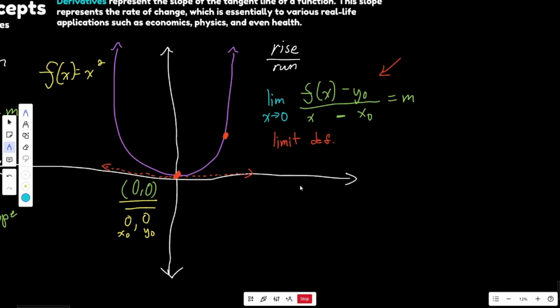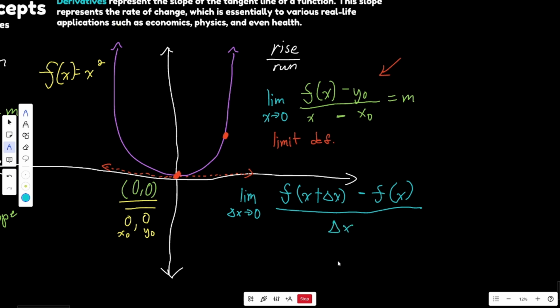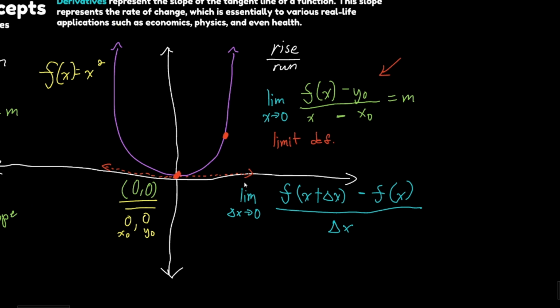It's basically the limit as delta x approaches 0 of f of x plus delta x minus f of x over delta x. And now this basically is our delta definition of a derivative. Not really much to explain here. This is basically just what they gave us.